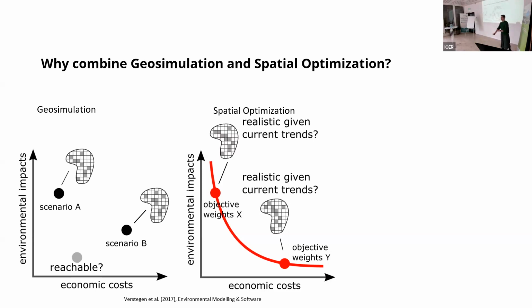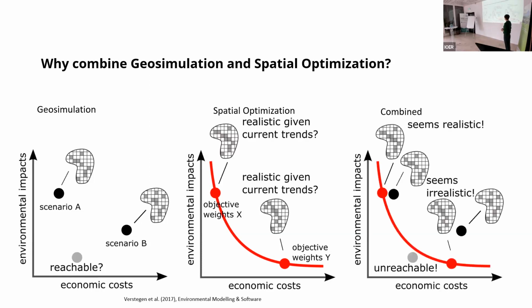Then before we saw geosimulation, and with geosimulation we have a different problem, namely that we only evaluate a limited set of runs with the model. For example, two: scenario A and scenario B. It's nice, we can compare scenario A and B, but we don't know if this point in our solution space would be reachable at all. Now, if we combine the two, we can answer that question.